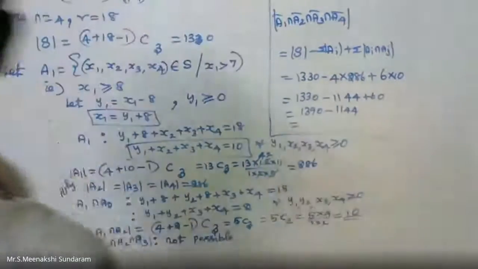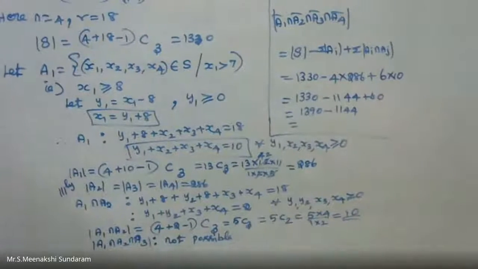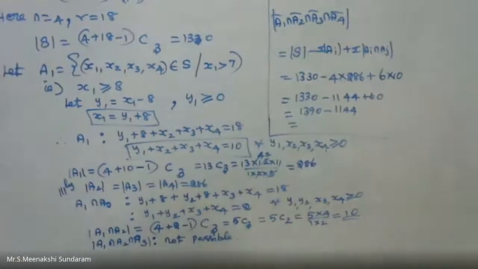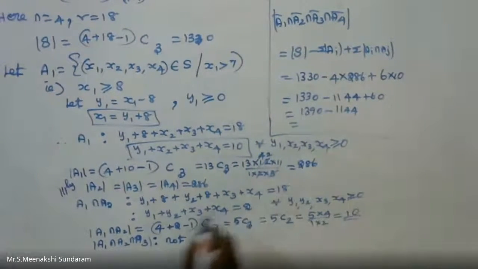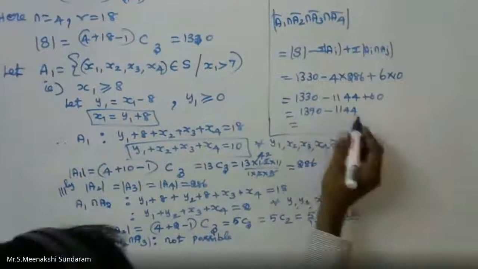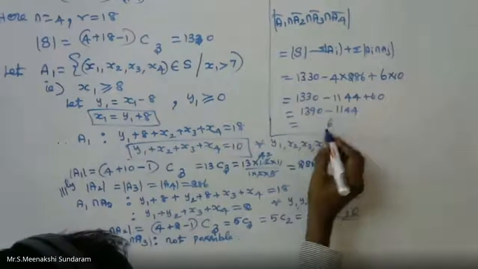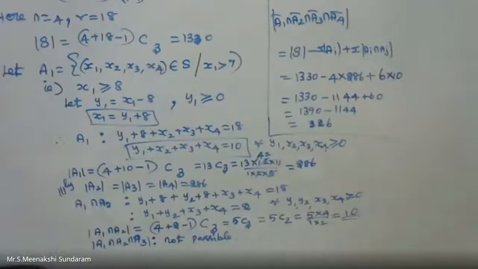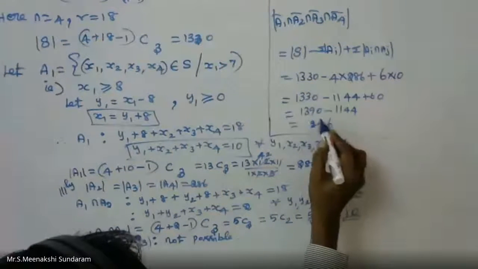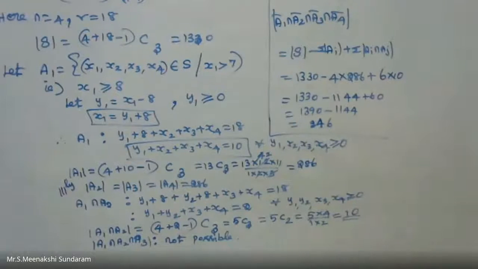So what is your final answer, ma? Once you subtract, what is your answer? 1390 minus 1144. So subtract, the first value 6. So 246. Sorry, 246 will come. Okay, try to check your answers, whether this is correct or not.